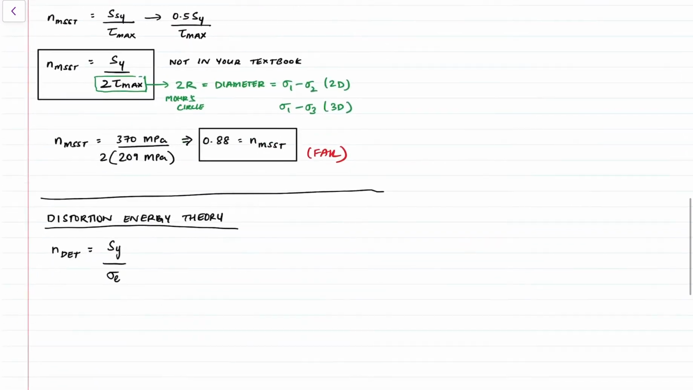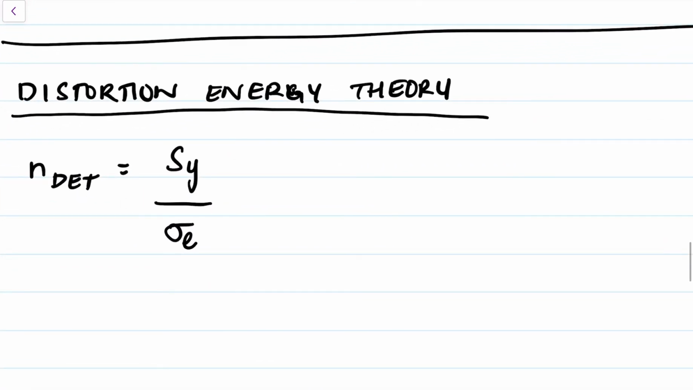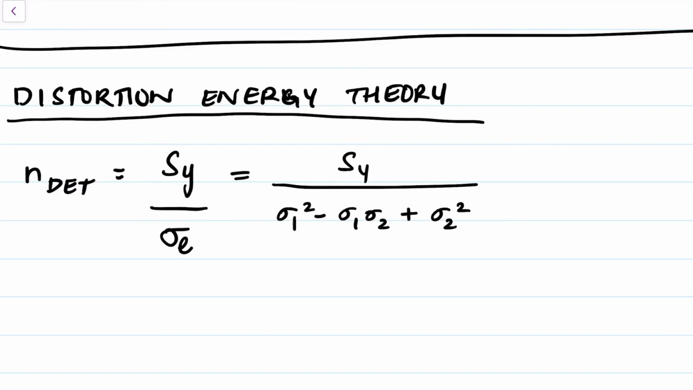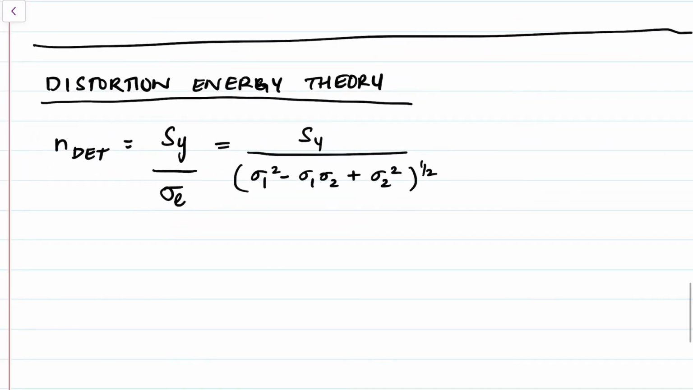Okay. So like I said, I'm going to use the principal stress-based form of the equation. So we have Sy divided by the square root of sigma 1 squared minus sigma 1 times sigma 2 plus sigma 2 squared. All right, and we already know what those values are. So we have Sy, which is 370.